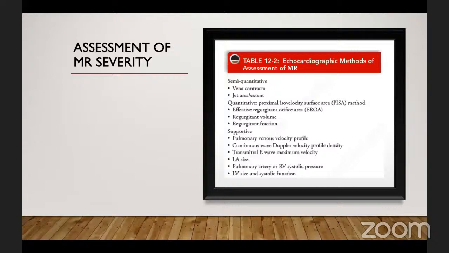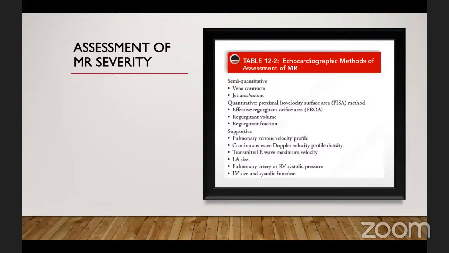So this is the LV, this is the LA, and this is the regurgitant flow toward the left atrium. And this is the neck part. You can imagine the regurgitant flow as having a head, a neck, and a body. The head is what we will measure as the PISA, the proximal isovelocity surface area, the neck is the vena contracta, and the body is the regurgitant flow. So what is the isovelocity surface area? The same concept of the continuity equation.